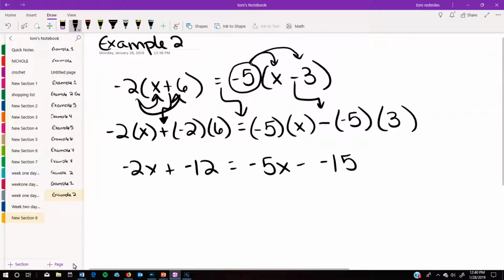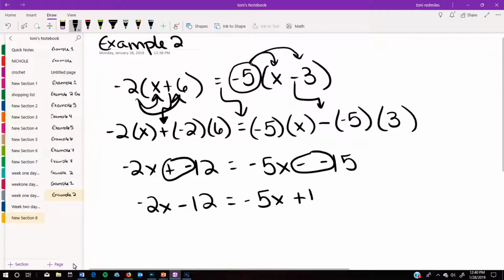Now I need to clean up some of these symbols. So when I have an addition and a subtraction symbol side by side, that becomes subtraction. And when I have 2 negatives side by side, that becomes addition, okay? And that has to do with your rules. Go back to order of operation and integers to get those rules. You need to look up a video about order of operation and a video about working with integers if that confuses you. Okay, now I got to get everything on the right sides.